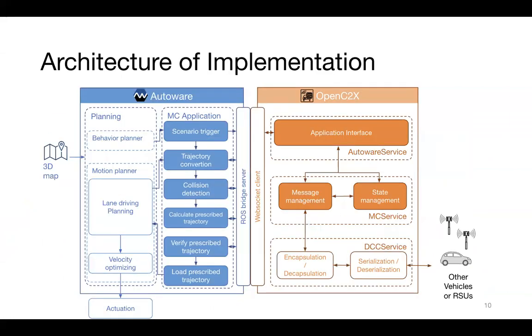Then I implemented the MC system for autonomous driving. We integrated two open source software, OpenC2X and AutoWare. This figure shows the architecture of our implementation. In this presentation, I don't explain the details because we don't have enough time.